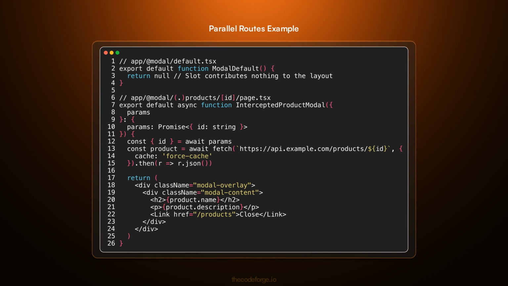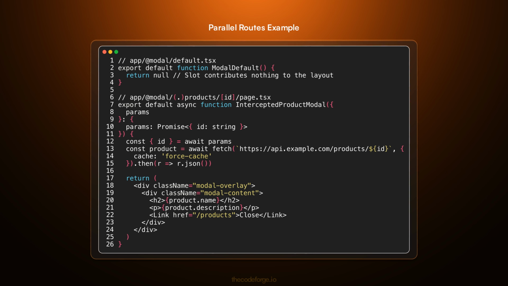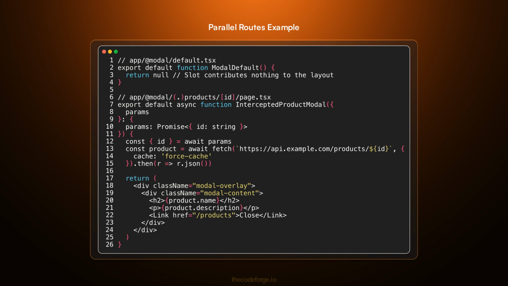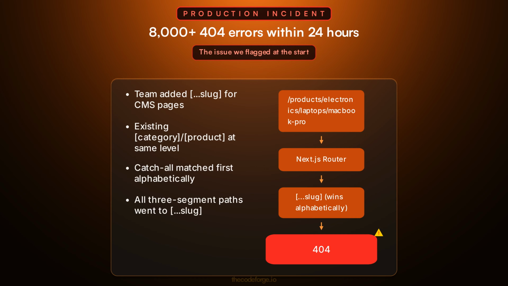Here's a parallel route example. The @modal slot has a default.js that returns null when no modal is active. The intercepted product modal only shows on client navigation from the parent route. Direct navigation to /products/[id] skips the intercept and renders the full page. This is the same issue we highlighted at the start. Here's exactly why that happened.